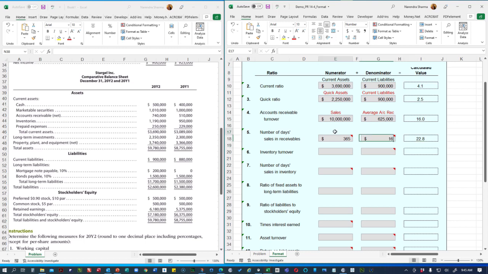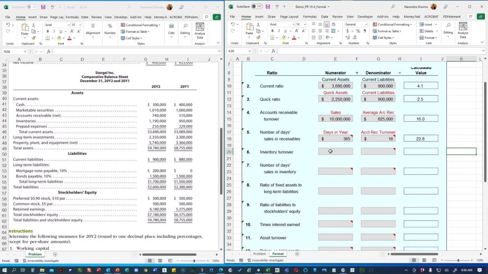So what we did here, of course, is days in year, that's 365, and this is accounts receivable turnover, the one we just calculated in number 4. Okay, the interpretation is it's going to take 22.8 days to collect the accounts receivable once we sell them. Of course, we would like to collect them faster, but this ratio is also reasonably good.